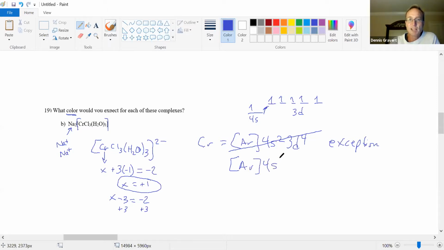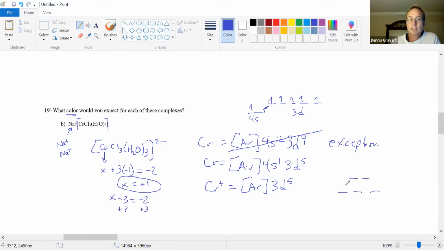So the ground state for chromium is 4s1, 3d5. That's for chromium metal, the 0 oxidation state. For chromium +1, which is what we just found out, you lose 1 electron from the highest orbital. So it's a 3d5. Oh, and now we know the d orbitals won't be filled. It will absorb color.